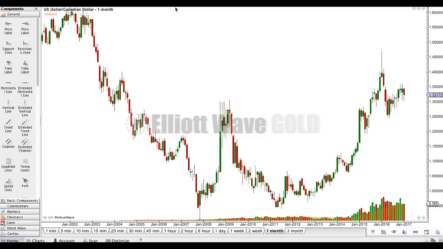I haven't looked at this market before. I don't have a wave count for it. This is not something I've traded, and it's not something that I've ever done any regular analysis on, actually. So this market is new to me.